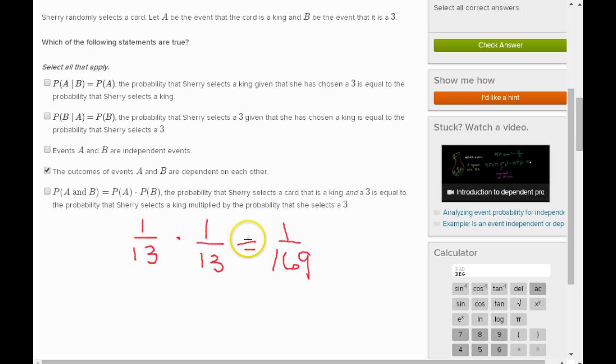I would say that these probabilities, that is not correct. Okay? The probability she selects a card that is a king and a 3. Well, the probability that she selects a king that is also a 3, that is 0, really, right? This should be 0, and this is 1 over 169. So that is definitely not true. So let's go ahead and check that answer.